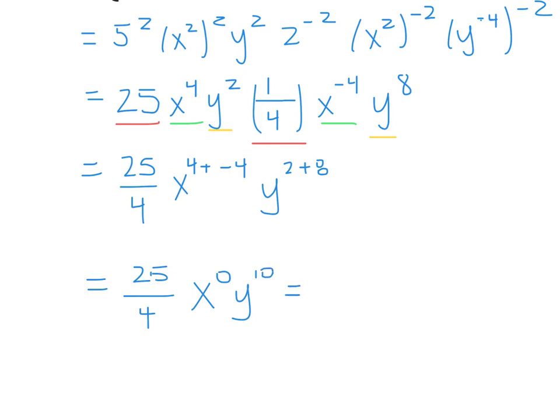So one more little thing to do here. We've got 25 over 4. That x to the 0, well, that's equal to just a 1, so we don't need to include that. And then we've got y to the 10. So we get 25 y to the 10 over 4.